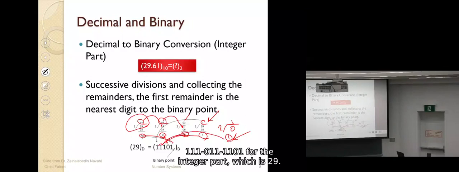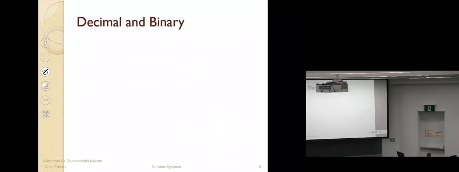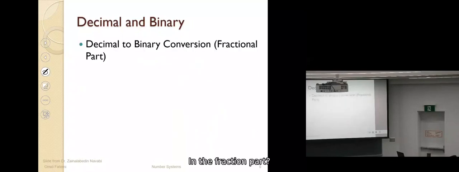1, 1, 1, 0, 1 for the integer part, which is 29. So what to do with the fraction part, 0.61? How do we calculate the binary equivalent of that? 0.61.